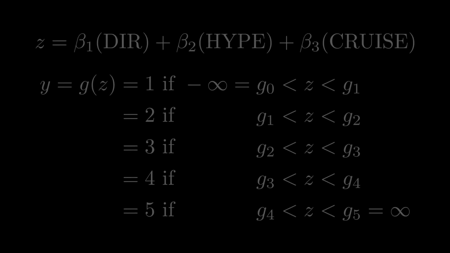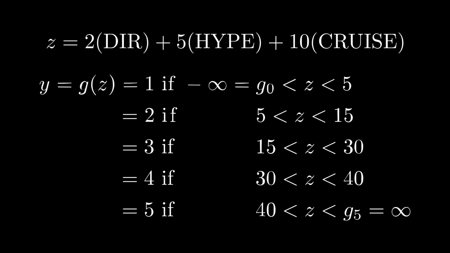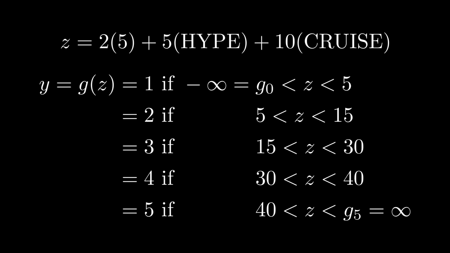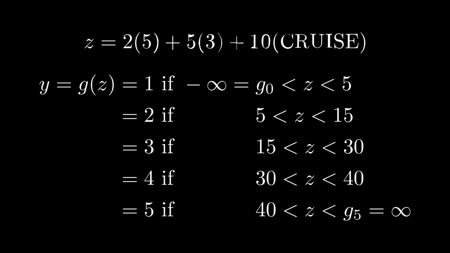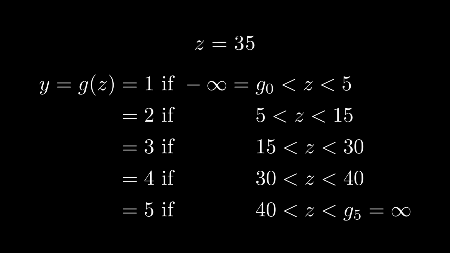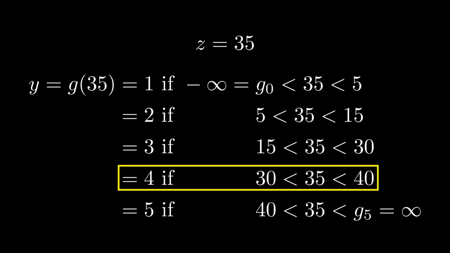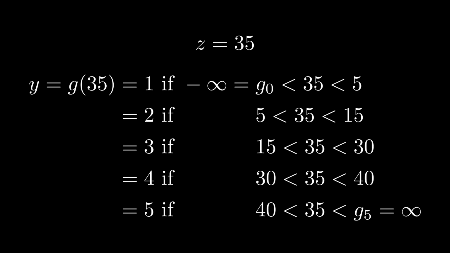So for our movie example, let's pretend we've already found beta and g. Now when we observe a movie that paid $5 to its director, had a hype score of 3, and did star Tom Cruise, then we predict our mystery numeric variable will be 35. Now consider 35 as an input to the function g. Looking at the thresholds, we see 35 is greater than 30 but less than 40. So our final movie rating is predicted to be 4.